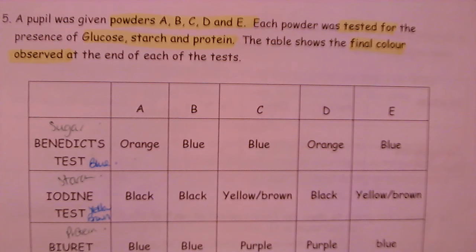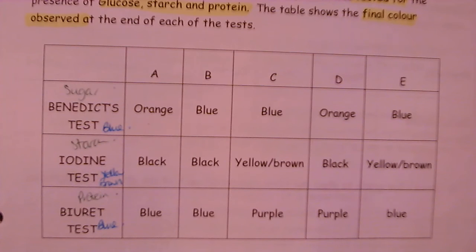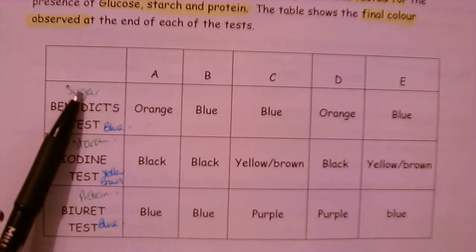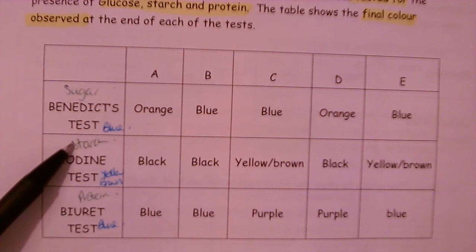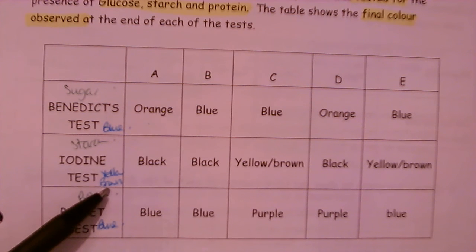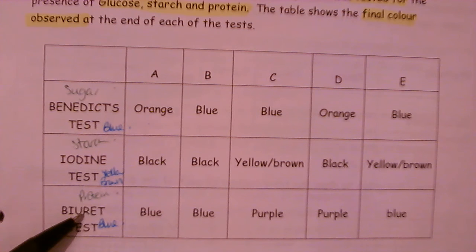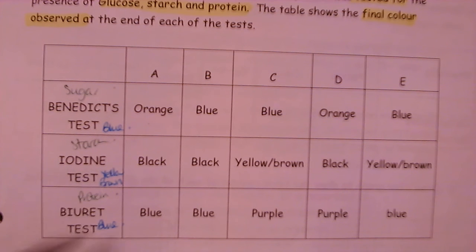If we have a wee look, they have carried out the tests. I've just noted down the Benedict's test for sugar, which is blue at the start. Iodine test for starch, and I've jotted down to remind myself that it's yellowy brown at the start. And Biuret test for protein, which is blue.